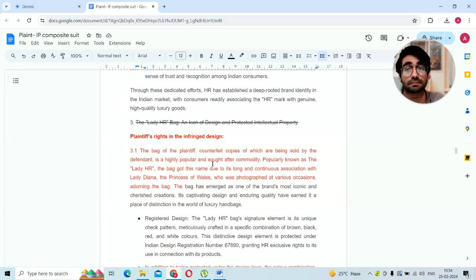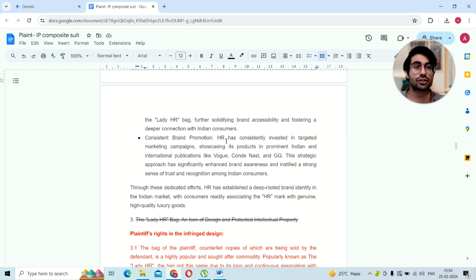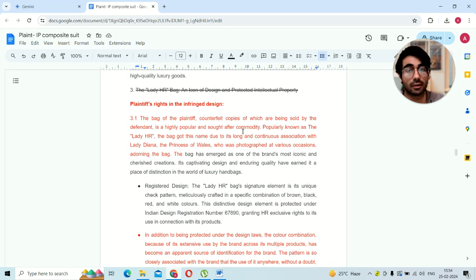So that's that. Plaintiff writes in the infringed design. So now we have talked about the brand, the reputation that it has built, all of that. Now we are coming on to the infringement subject matter, right? So the infringed design is what we are going to be talking about. The bag of the plaintiff, counterfeit copies of which are being sold by the defendant, is a highly popular and sought after commodity, popularly known as the Lady HR.